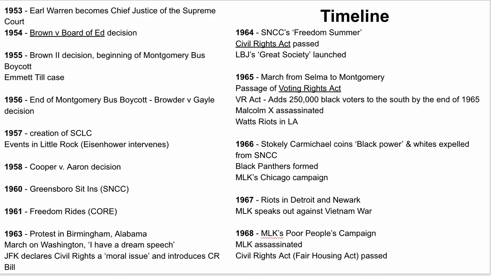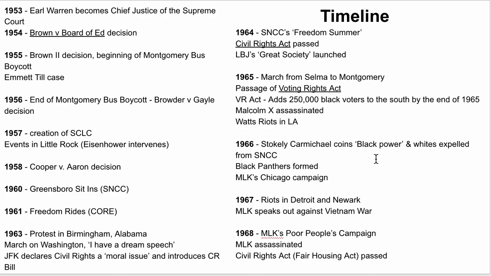The Watts riots are also a turning point for some whites in the North who say civil rights has gone far enough, and that they're less sympathetic post Watts. 66, Stokely Carmichael coins Black Power, whites expelled from SNCC. I've mentioned that already. The Black Panthers are formed and MLK's Chicago campaign isn't successful. So you can see 64, 65 is probably the pinnacle of the civil rights movement. 66 is things are starting to change.